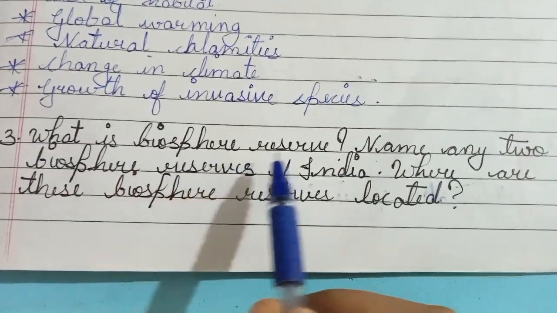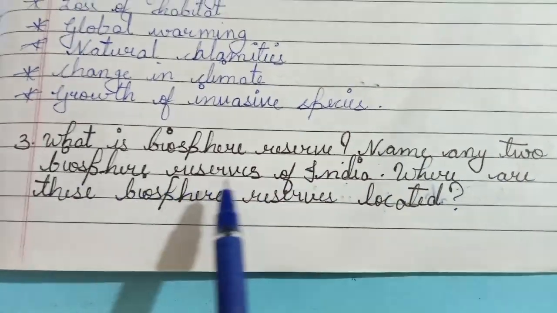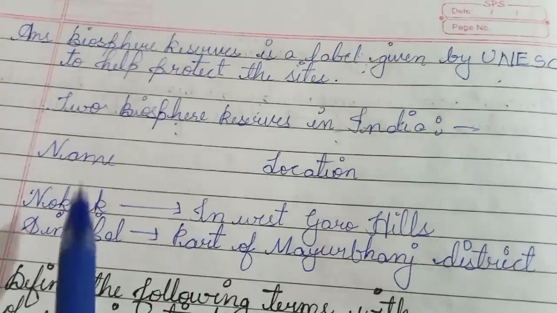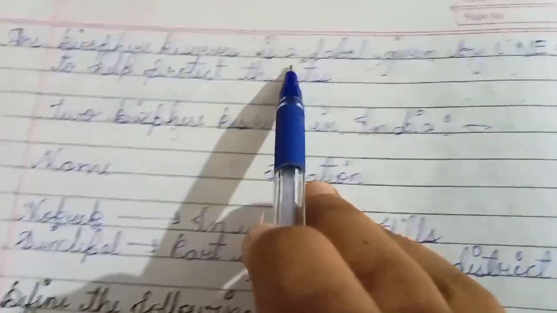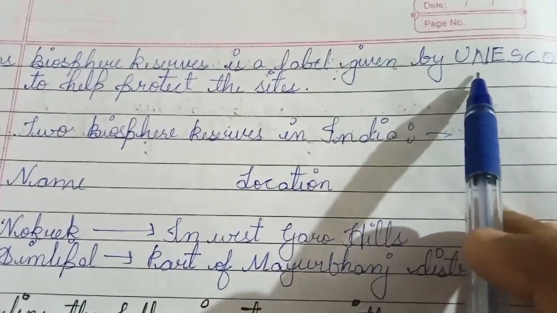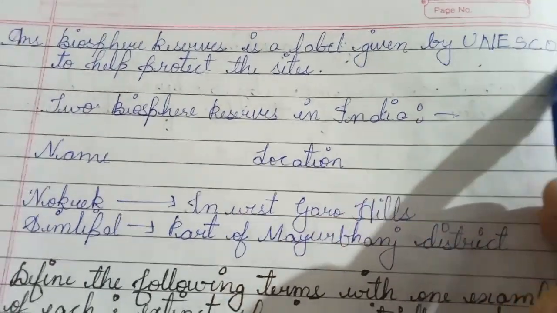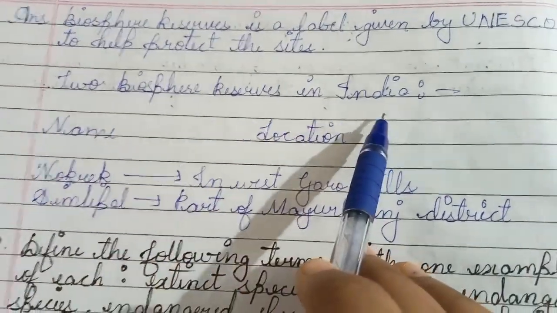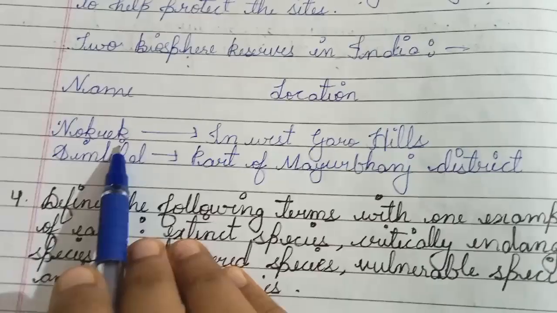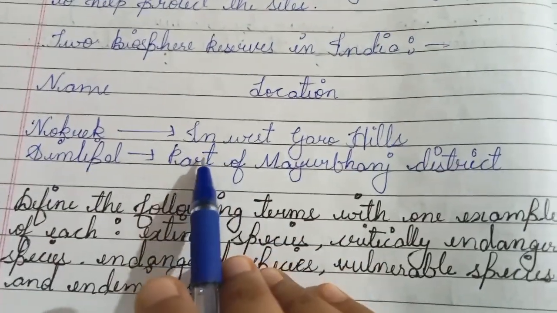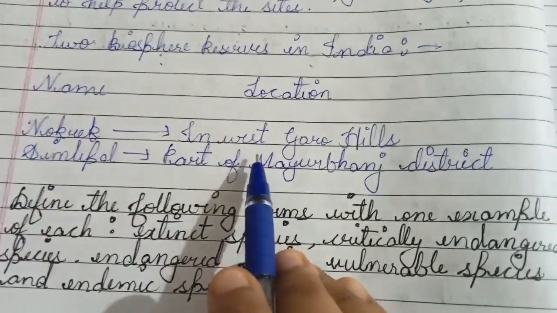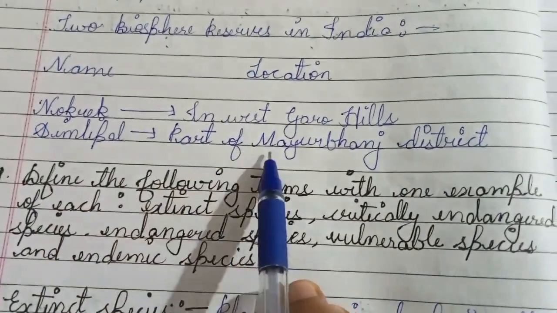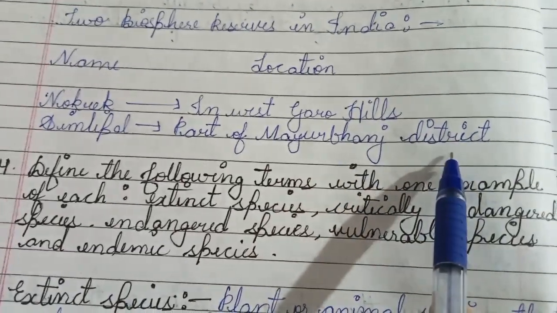Third, what is biosphere reserve? Name any two biosphere reserves of India. Where are these biosphere reserves located? Answer. Biosphere reserve is a label given by UNESCO to help protect the sites. Two biosphere reserves in India: Nokrek, situated in West Garo Hills, and Simlipal, situated in part of Mayurbhanj district.